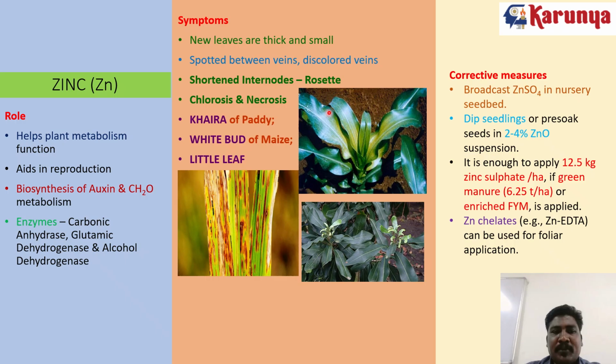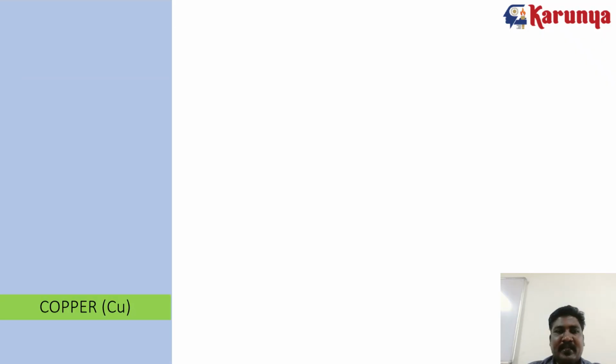Some crops are producing very specific deficiency symptoms due to this zinc deficiency, like Khaira in paddy, and in maize, white bud and little leaf are the specific symptoms. Then corrective measures: broadcast zinc sulfate in the nursery seedbed, and dip seedlings before planting in a 2 to 4 percent zinc oxide solution. And apart from that, you can apply zinc sulfate fertilizer and green manure, enriched farmyard manure, and zinc chelates, zinc EDTA formed fertilizer, for better absorption by the plant.